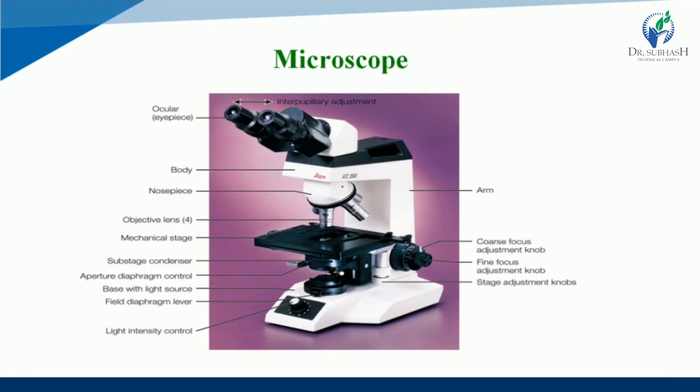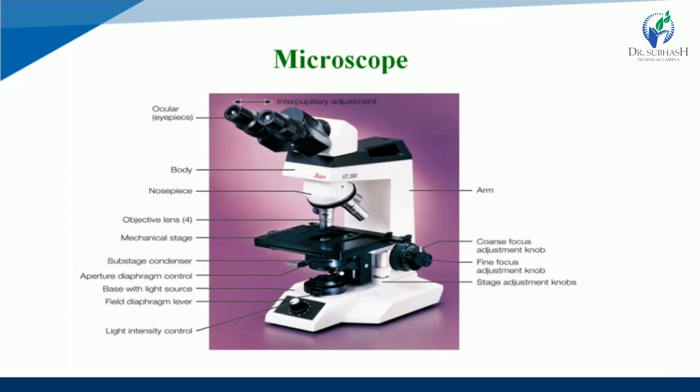This is the schematic diagram of microscope. First one, in the above portion, interpupillary adjustment is present. On another side, ocular eyepiece is present. Below the ocular eyepiece, body is present. After body, nose piece. Objective lens is present. 4 objective lenses are present according to different magnification.